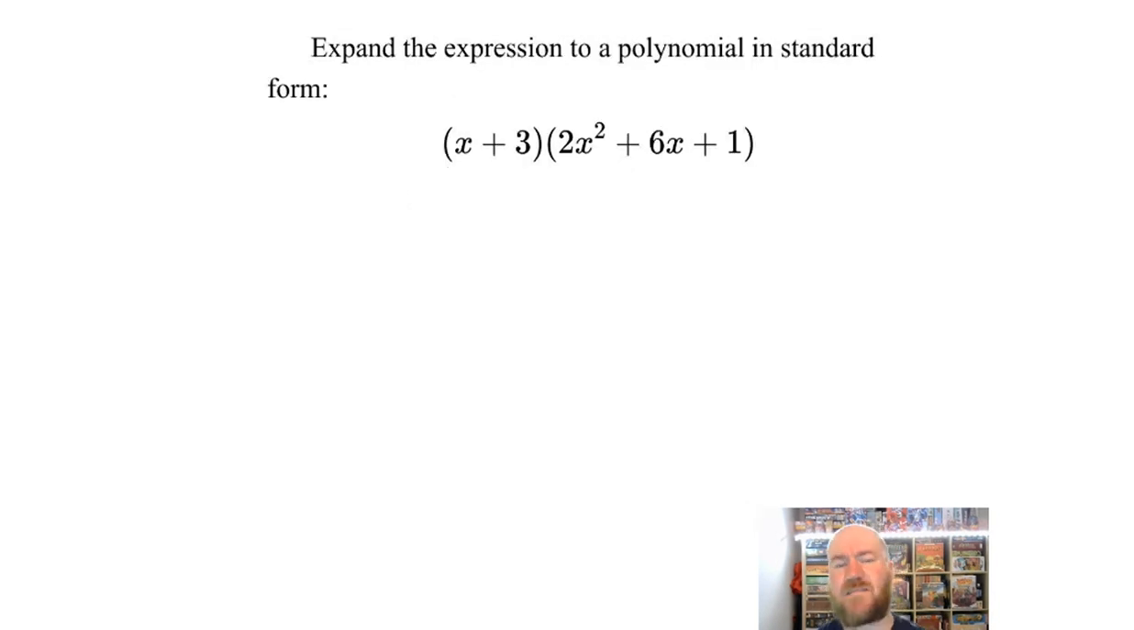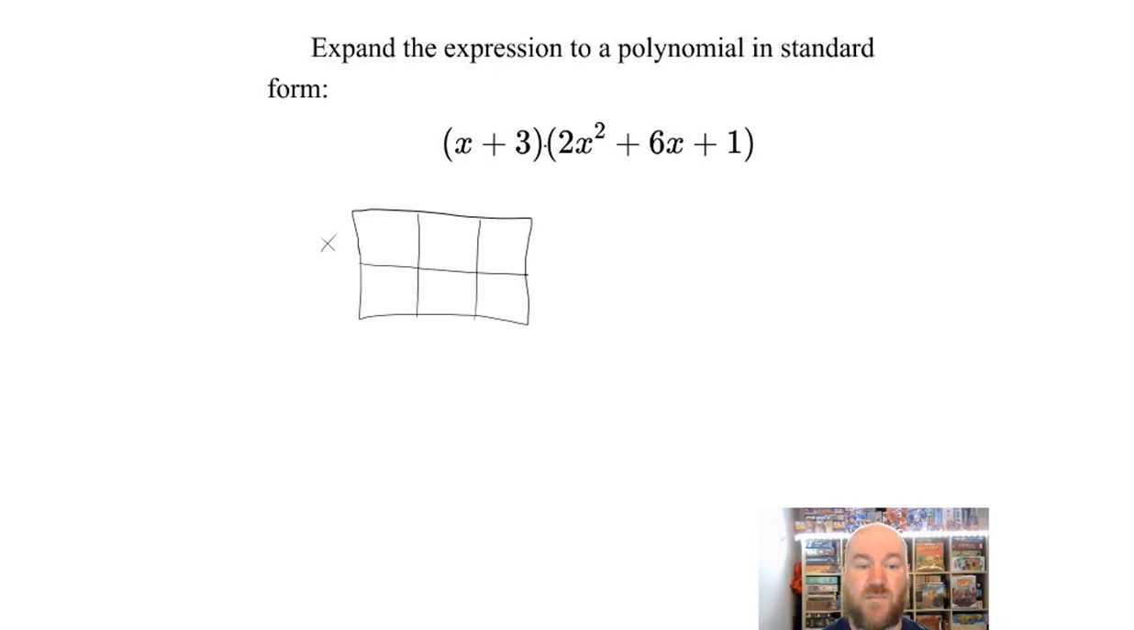And then our last question says, expand the expression to a polynomial in standard form. This is another multiplying question. It's a binomial times a trinomial. So when I set this one up, my box method needs to be a little bigger. It needs to be a 2 by 3 because we have two things, x plus 3, multiplying by three things, which is 2x squared and 6x and 1.